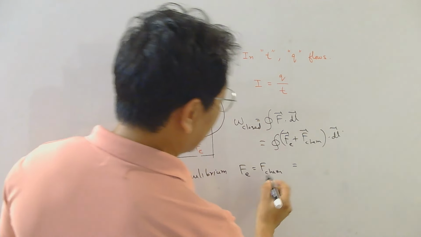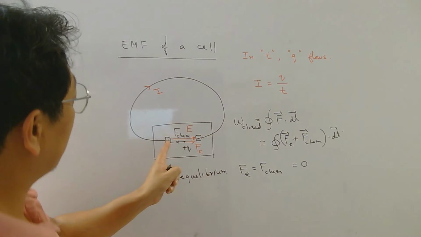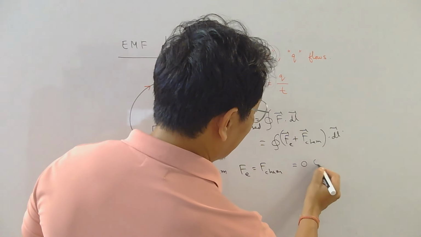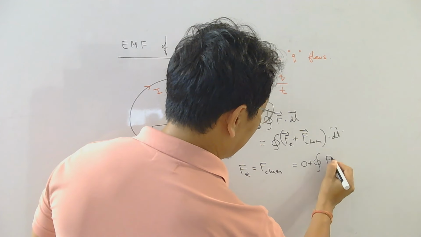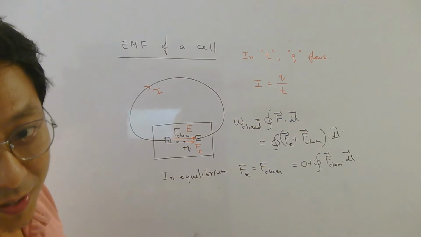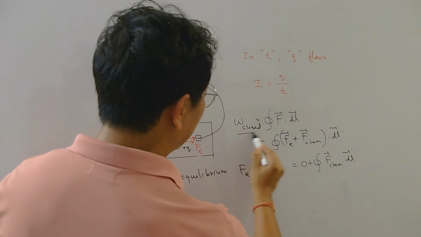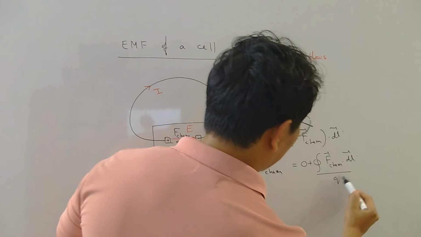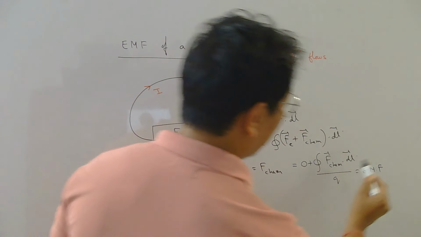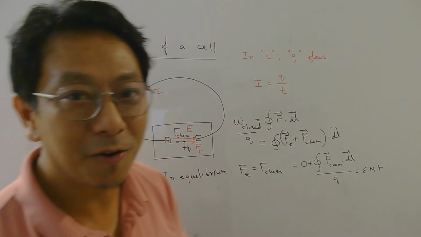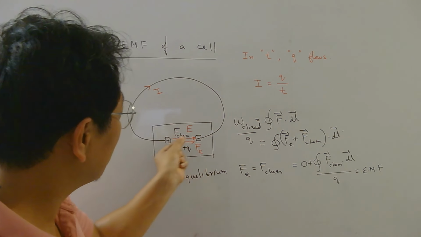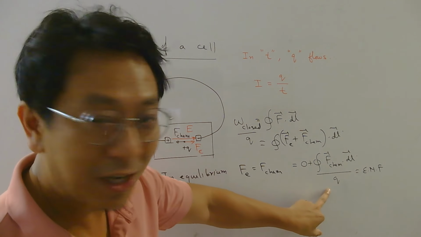So the first term would be 0 because electrostatic force does positive work outside and here it does negative work. But still there is work done left due to chemical force, isn't it? And this work done, if I divide by the charge which I carry, that is what is called EMF of the cell. So please understand, EMF of the cell basically means that when you take a unit charge all around the circuit, unit charge because I divided by Q, right?